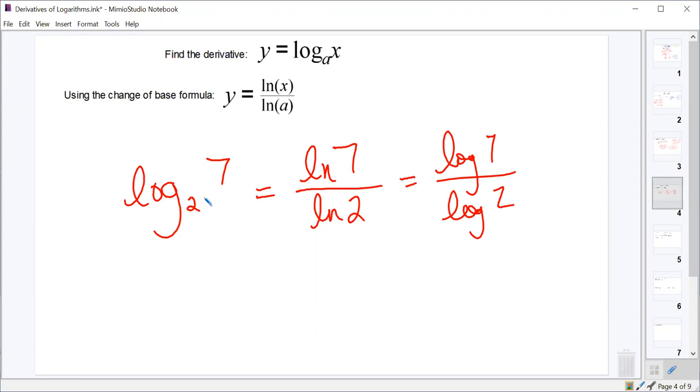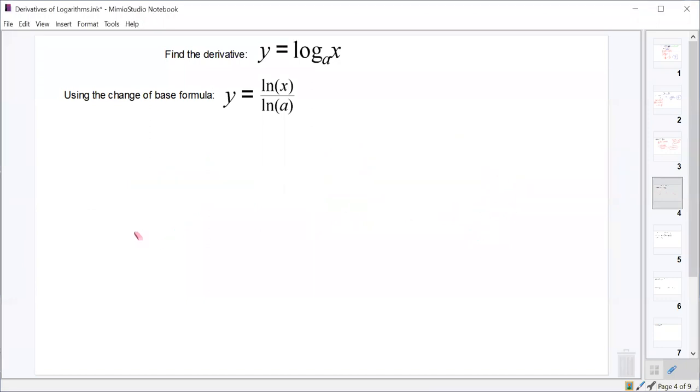Somebody should have taught you that last year, but I guess they didn't. So you probably won't ever have to use that rule in this class, other than right now to convert log base a of x into natural log of x over natural log of a.